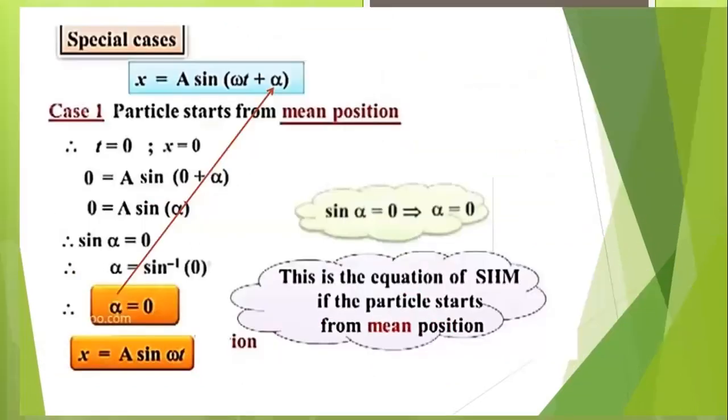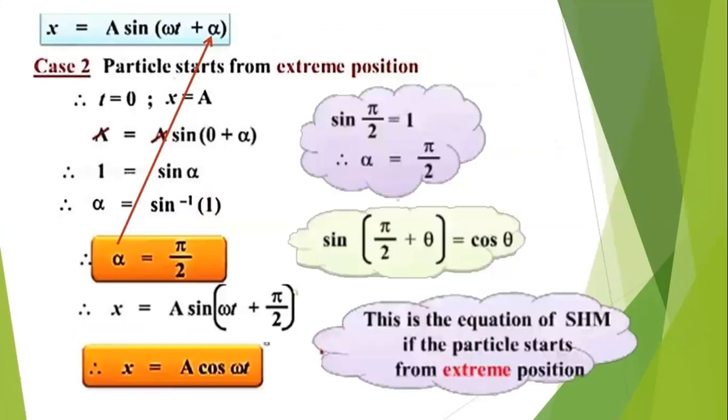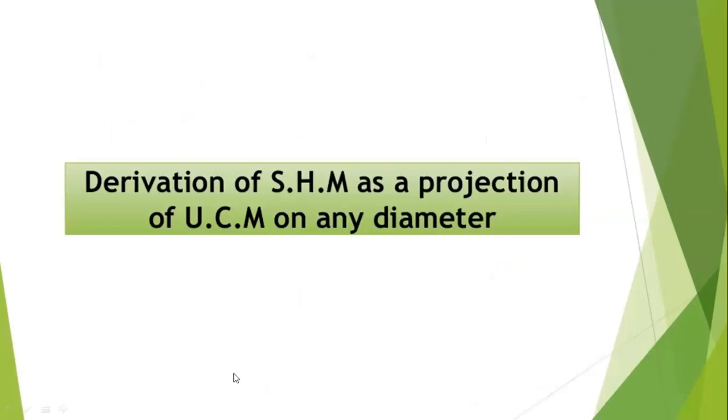Calculate its value at the mean and extreme positions. At the mean position, x is equal to 0 at t equal to 0, so the value of the phase alpha is equal to 0. So x is equal to a sin of omega t. This is the displacement at the mean position. At the extreme position, x is equal to plus or minus a. Put the value of x equal to plus or minus a, and we get alpha equal to pi by 2. Finally, the displacement equation at the extreme position is x equal to a cos of omega t.